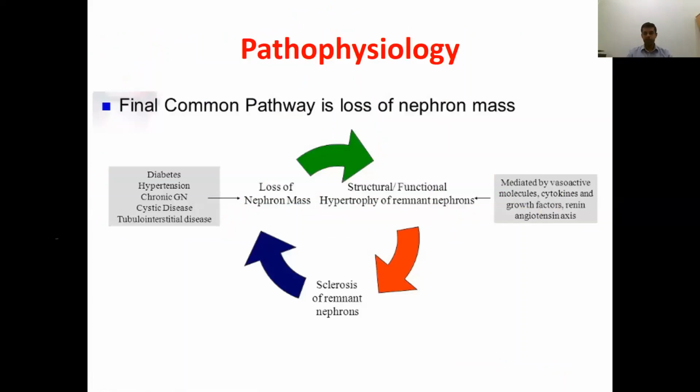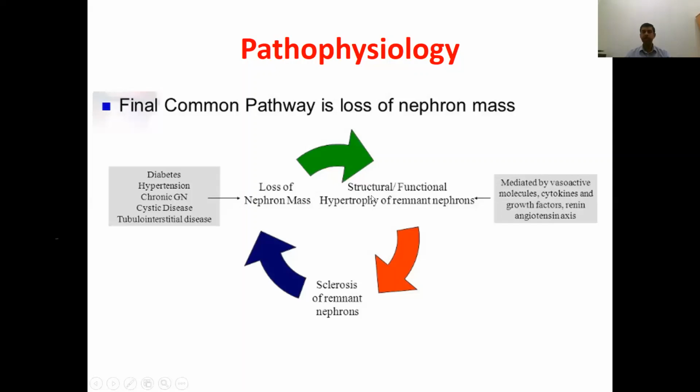So whatever the cause of CKD, irrespective of the cause, once the kidney has gotten permanently damaged, the common pathway for loss of nephron mass is common, whether it's diabetes, hypertension, chronic glomerulonephritis, tubulointerstitial disease, whatever the cause, once the damage has become chronic, with time there will be loss of nephron mass. And then whatever nephrons that are existing will start to function more. They'll try to compensate for the loss of the other nephrons.